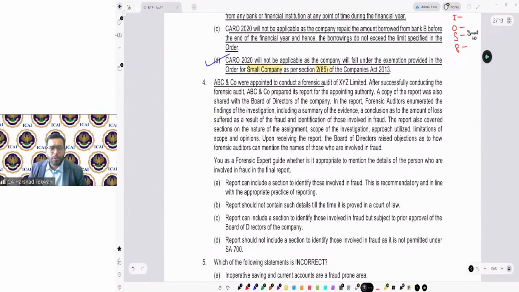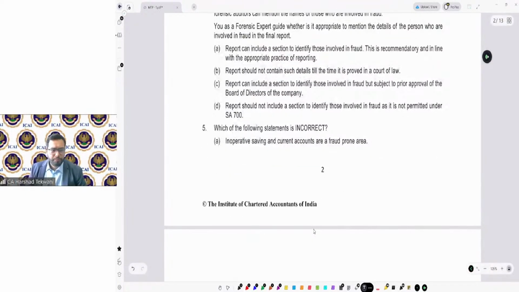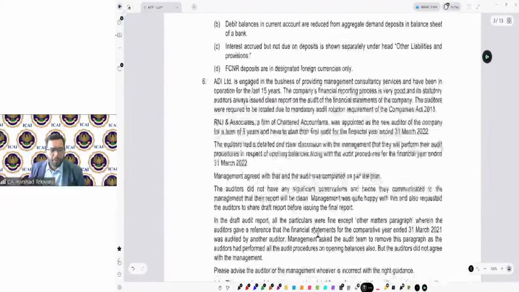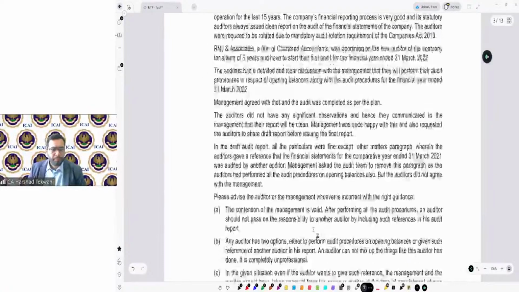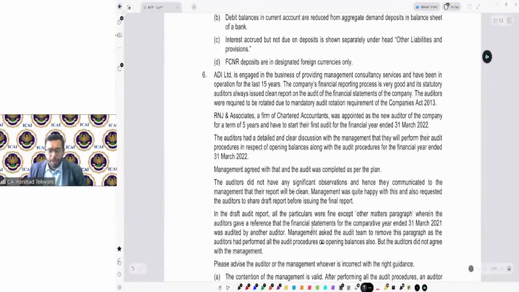ABC company were appointed to conduct a forensic audit of XYZ Limited. After successfully conducting the forensic audit, ABC and company prepared its report for the appointing authority. We have already covered this question. I think we can skip this one. Okay, let's cover this one.